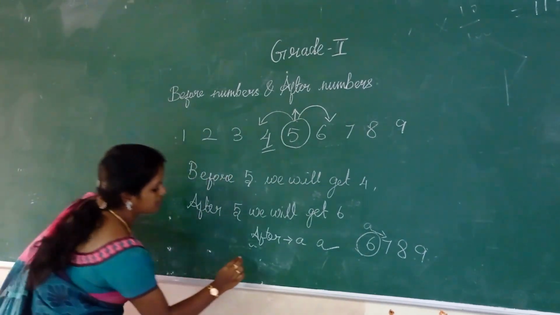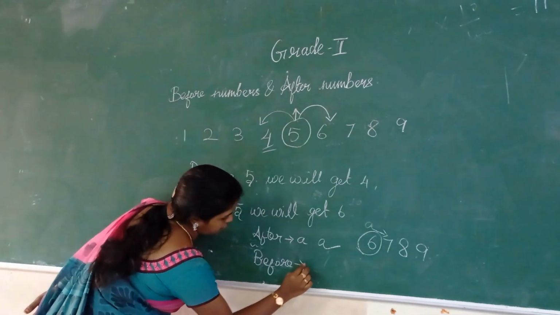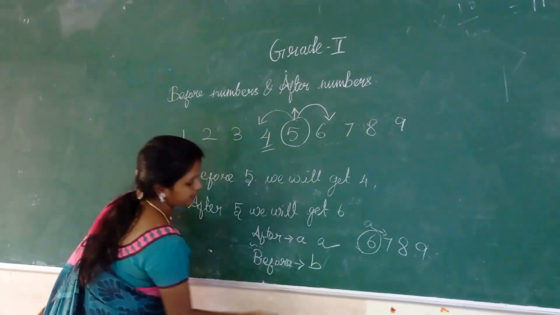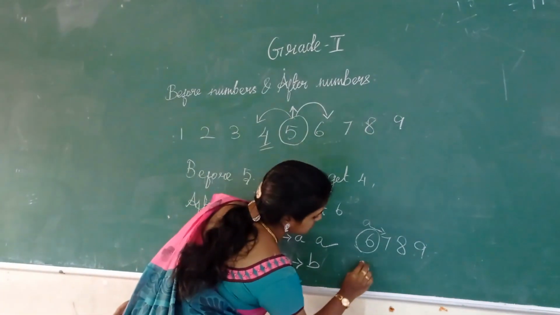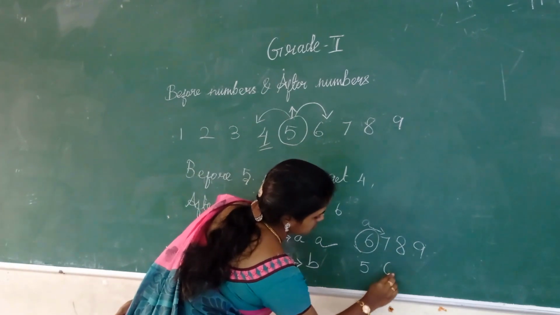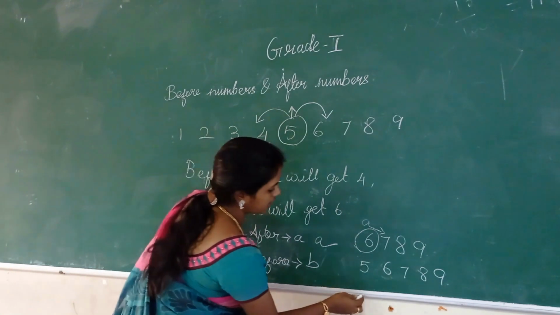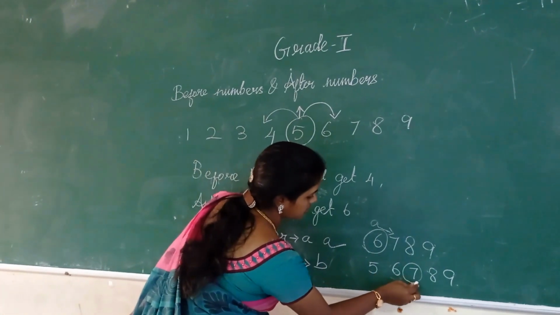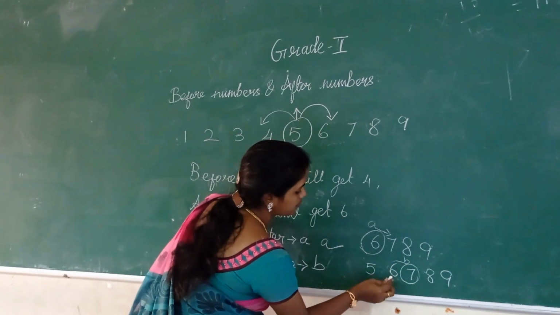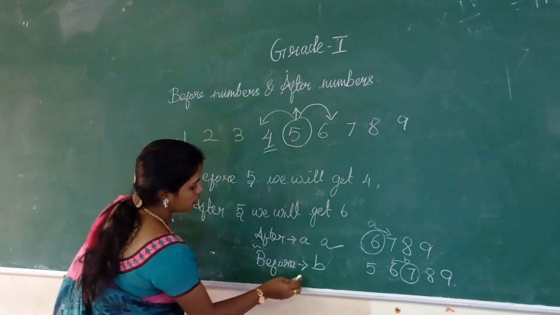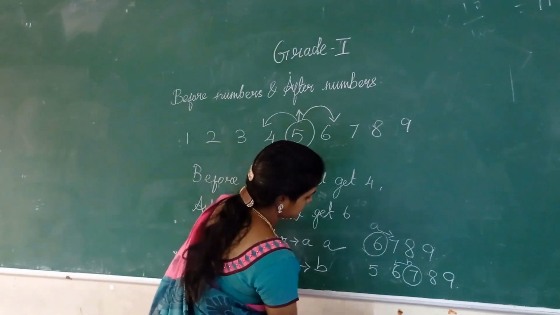In the same way, before. Before means small letter b. Keep in mind, before means small letter b. So I am going to find out the numbers which come before 7. Write b. See where the curve is looking: number 6. So before 7 I will get 6 and 5.